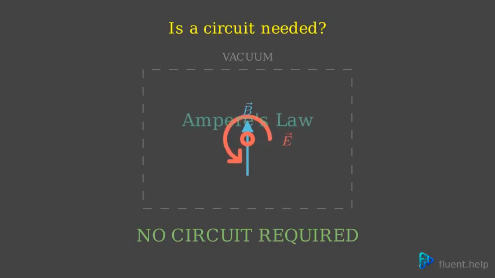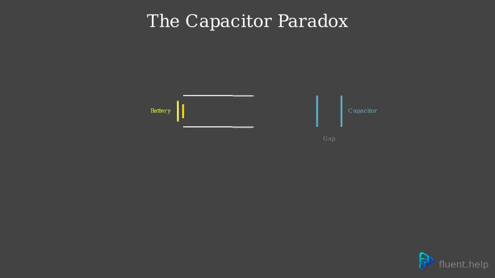Let us look at Ampere's law. Ampere's original law said that magnetic fields are created by electric currents. But Maxwell noticed a massive problem. Imagine charging a capacitor. Current flows through the wire, creating a magnetic field.